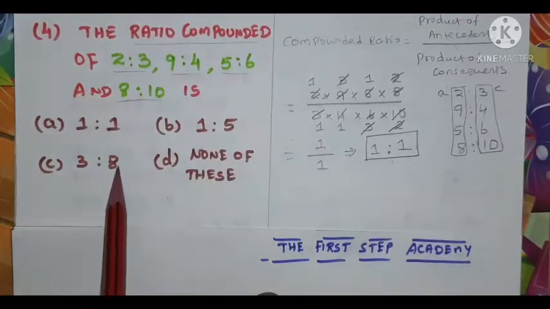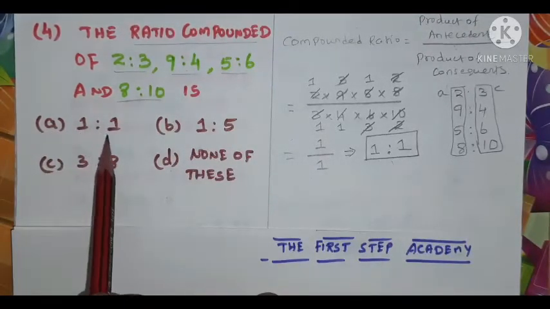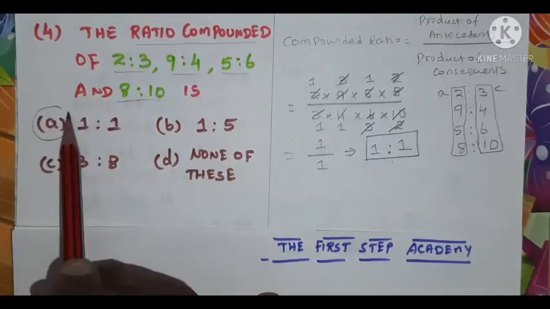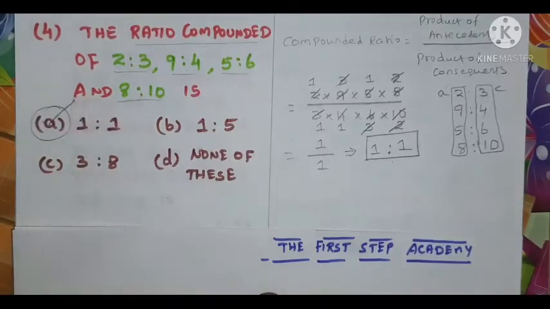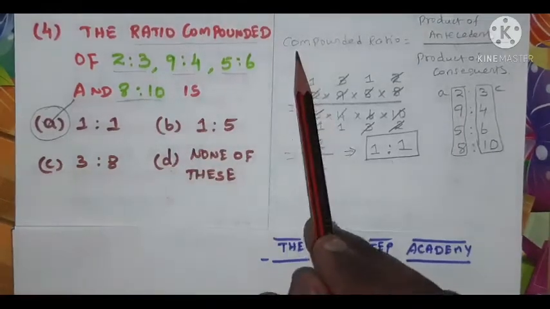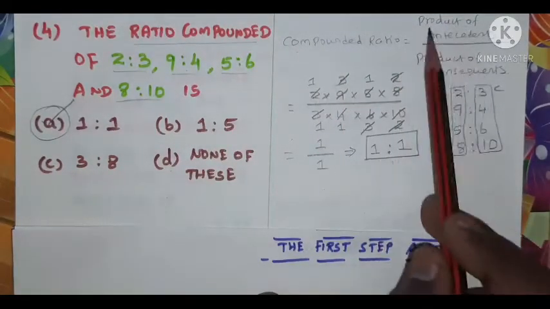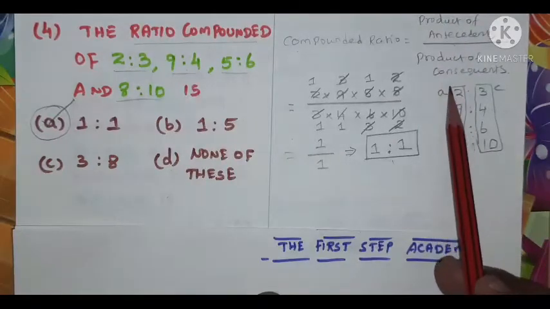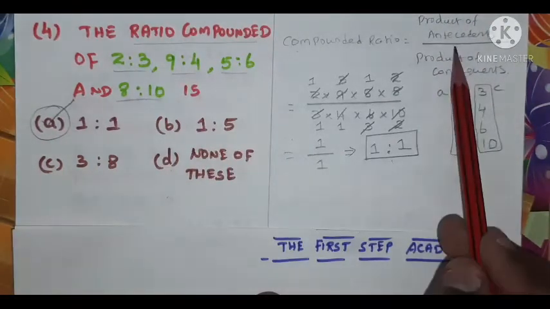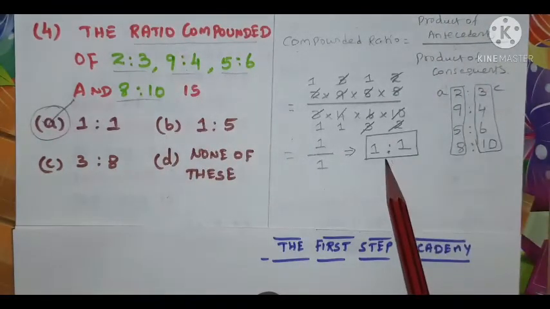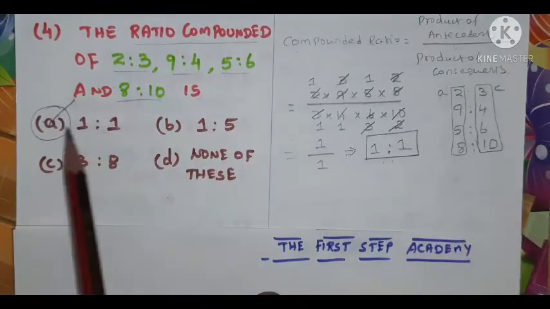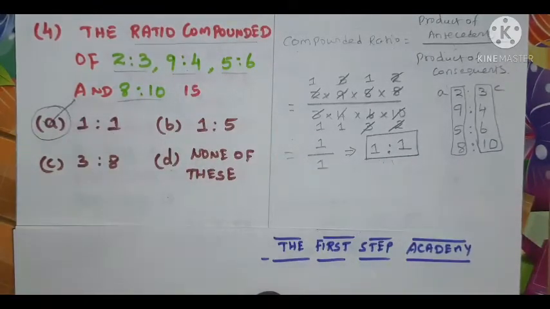So look at the options. Yes, option A 1:1 is the right answer for this particular question. Hope you understand. The compounded ratio can be calculated by the product of antecedents divided by the product of consequences. We substituted all the values and found the value 1:1. So option A is the right answer. Hope you understand. Fine. We'll go to the next question.